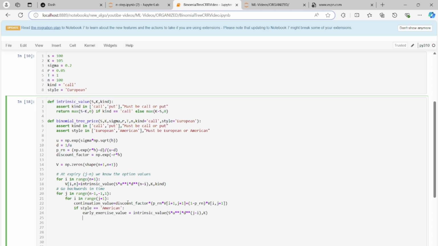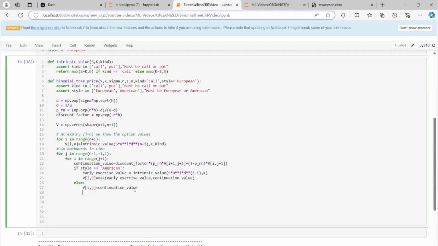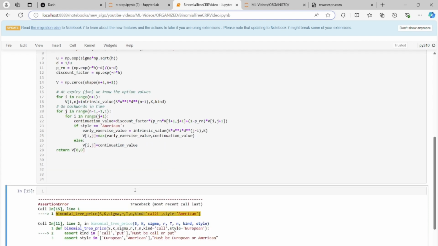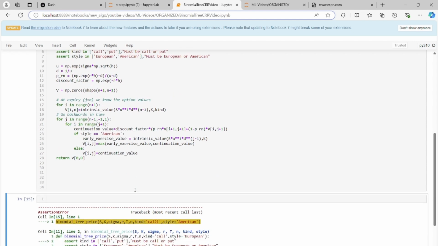So if the style is American, then we're going to have Vij equals max of early exercise value and continuation value. And otherwise, Vij is just going to be the continuation value. We don't have to worry about early exercise for European. Okay, so this might work, and then we're going to return V00. Since I did it so fast, I probably made a mistake, but let's see if this works.